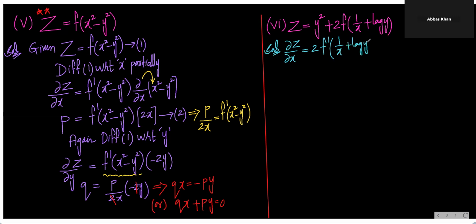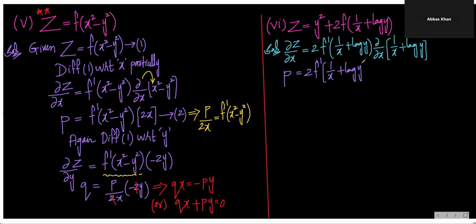But when you are doing in a function, that is dou by dou x of, that inner function is 1 by x plus log y. Got the idea? 1 by x plus log y. Okay. जी फिर सर. क्या हो गया? हाँ, this p is equals to 2 f dash of 1 by x plus log y.